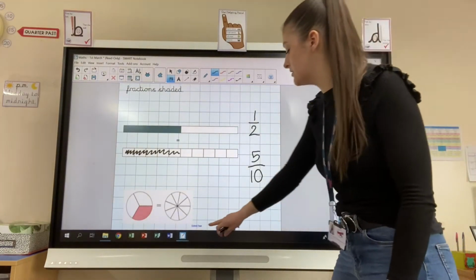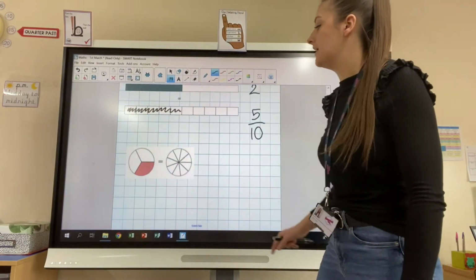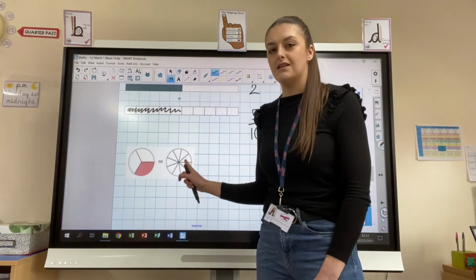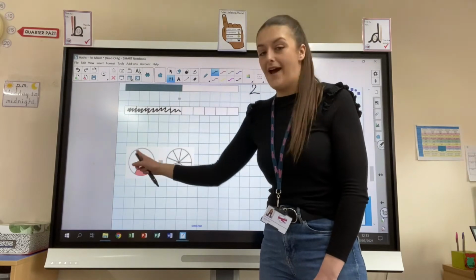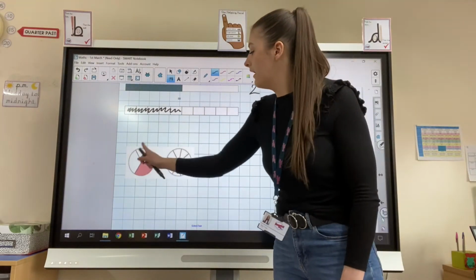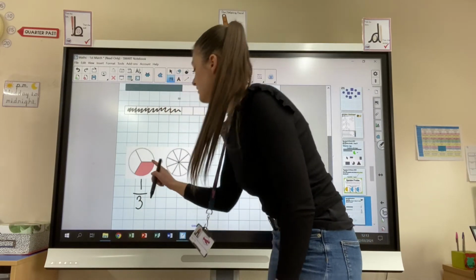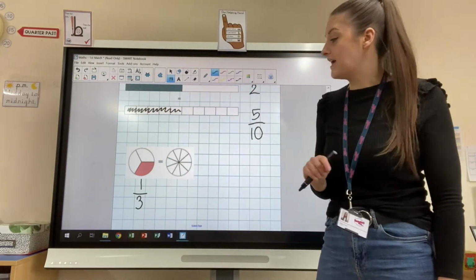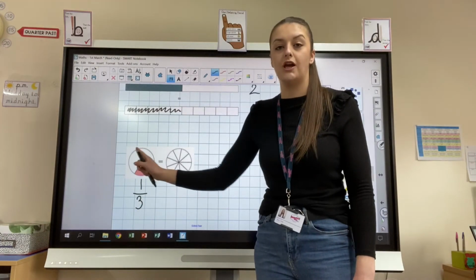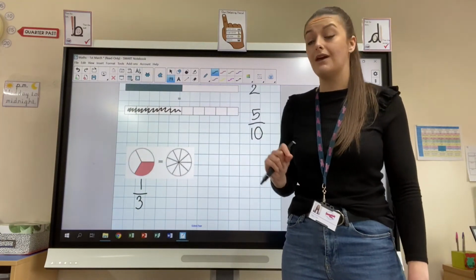Let's take a look at another shape. So I've got circles this time. Let's see what fraction we've got in this circle. So it was split into 3 equal parts, and I've got 1 out of those 3 equal parts shaded in, so we've got a third. This shape is showing a third.